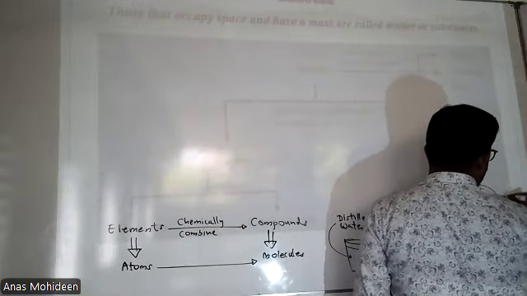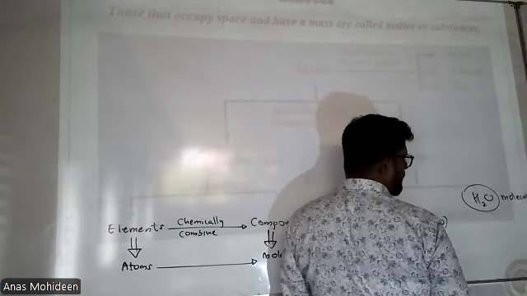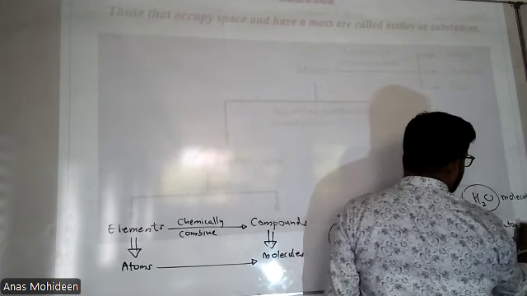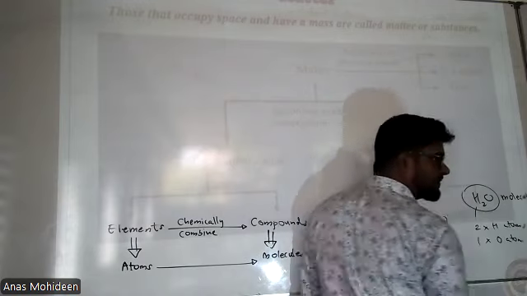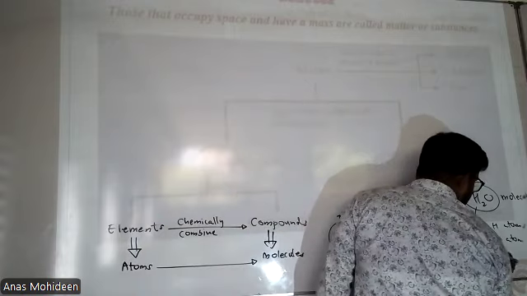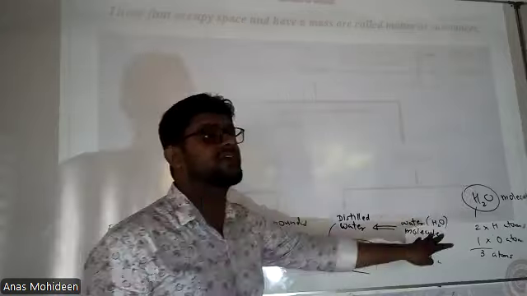H2O. It is a molecule. In this H2O molecule, how many atoms are there? 2 hydrogen atoms and 1 oxygen atom. Right? So 2 hydrogen atoms, 1 oxygen atom. Altogether, how many atoms are there? 3 atoms are there in H2O. Do you understand? So this is how we find out the number of atoms.